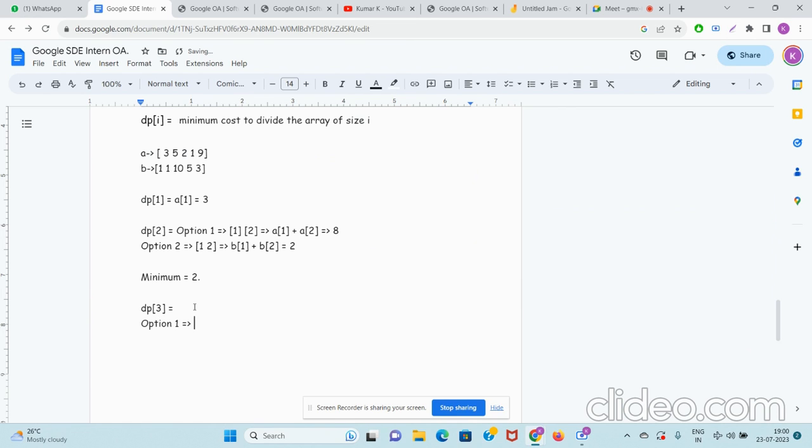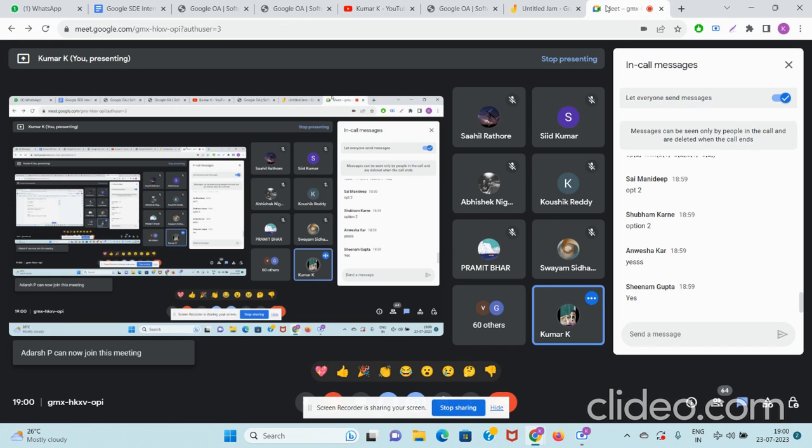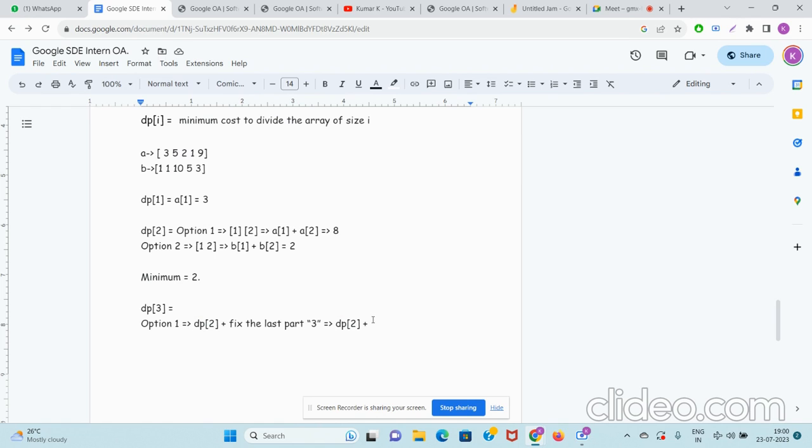Option 1 is to fix the last part, which is 3. Option 1 will be the best answer you got for the first two indices plus fixing the last part 3. Guys, can you all tell me what will happen if you fix the last part 3? Will the answer be b of 3 or a of 3? Everyone write in the chat, don't waste a second. Everyone write, not only Anvesh and Akash. Fixing the last part: a of 3. Great.